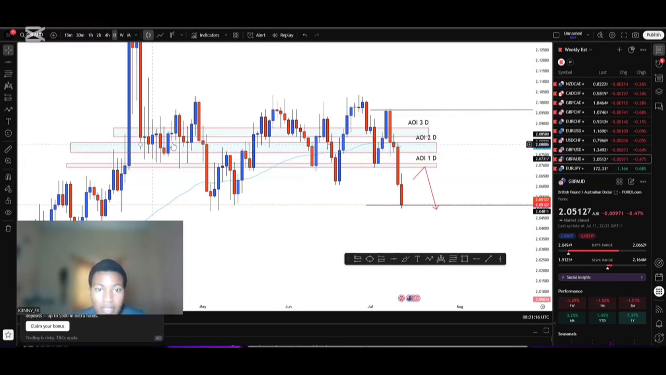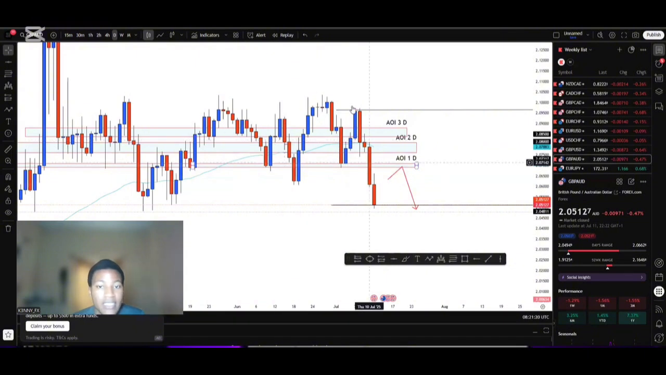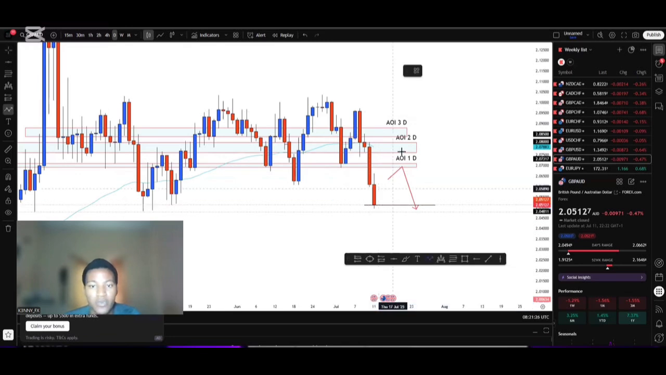Then we have others. We have area of interest two and area of interest three, in case price breaks area of interest one. If price breaks area of interest one and comes to area of interest two, we test the EMA, and if it gives us what we want, we sell. If price breaks everything, we test area of interest three. We sell from either of them. So that's why I marked up three.